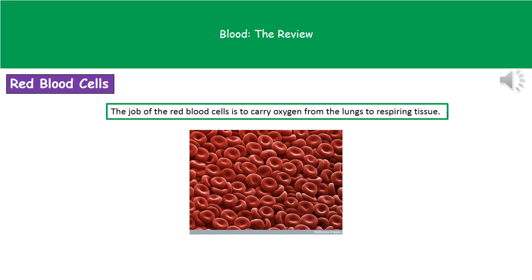Welcome to our review on blood. So what we're going to do in this little review is have a look at the different types of blood cells and components of the blood and what they actually do for us.